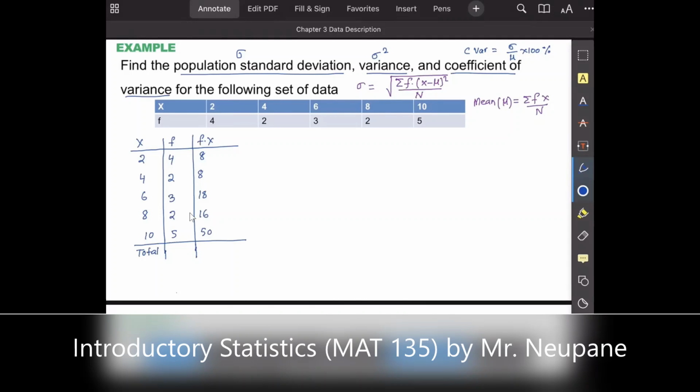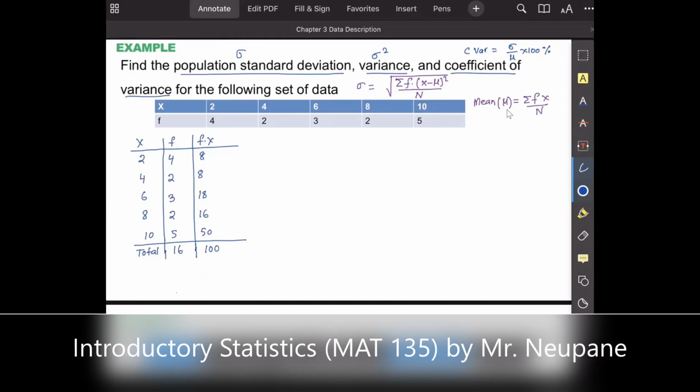So please help me with this. Let's add these frequencies. Please add frequency along with me and tell me what you'll get. You have 4 plus 2 plus 3 plus 2 plus 5. What did you get? 16. 16, right? Okay, let's add f times x now. Let's add these numbers, which is 8 plus 8 plus 18 plus 16 plus 50. What did you get? 100. 100.